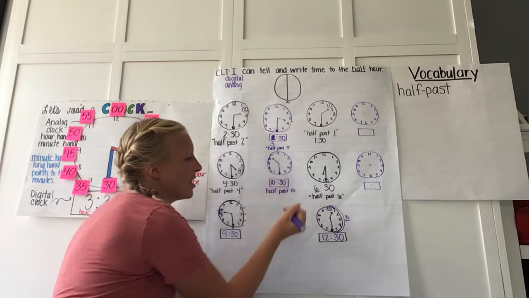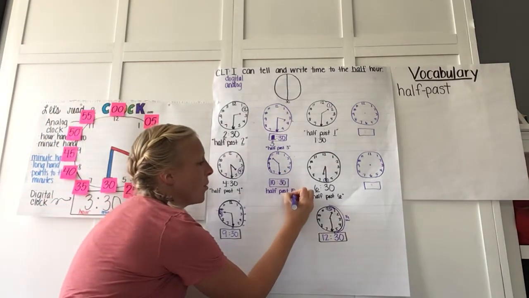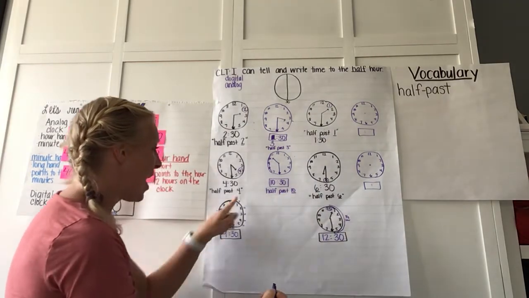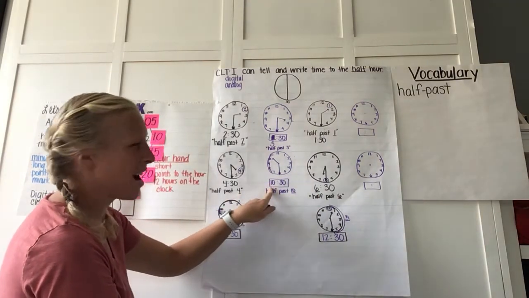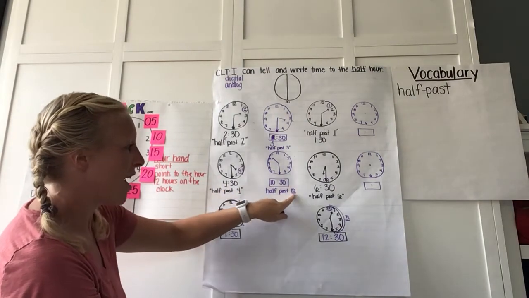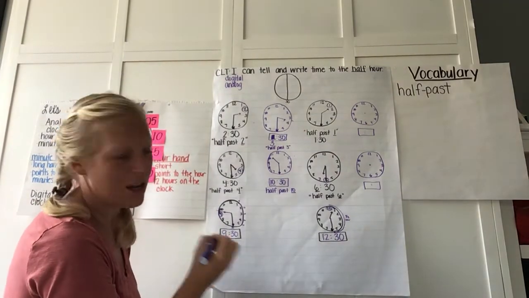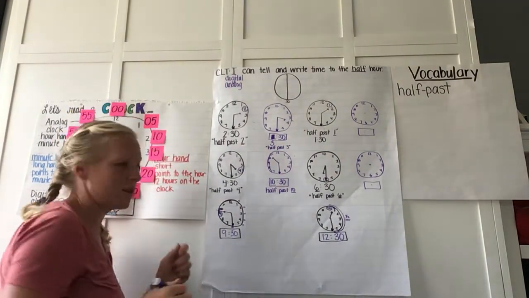10:30. Someone said to me, I know it's 10:30 because we saw yesterday that when we said half past the number, that was actually the hour. So we knew half past 4 was 4:30. So half past 10 will be 10:30. Ooh, second grade, you're so smart.